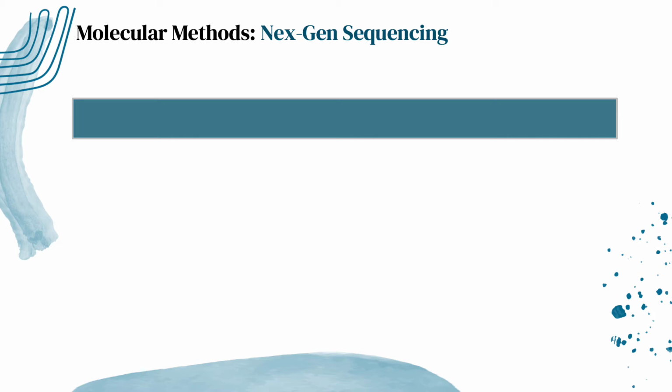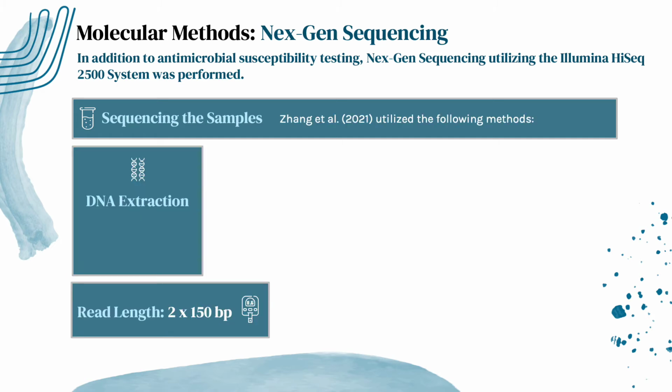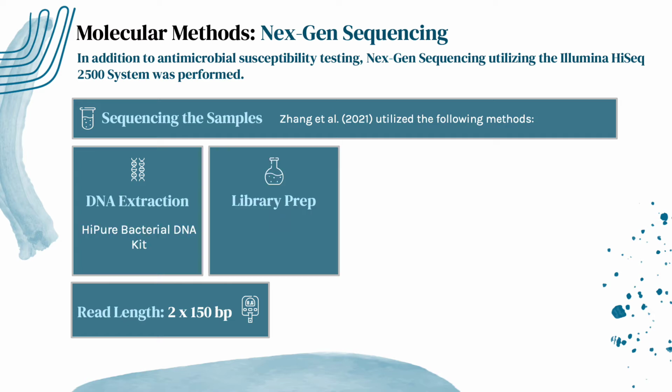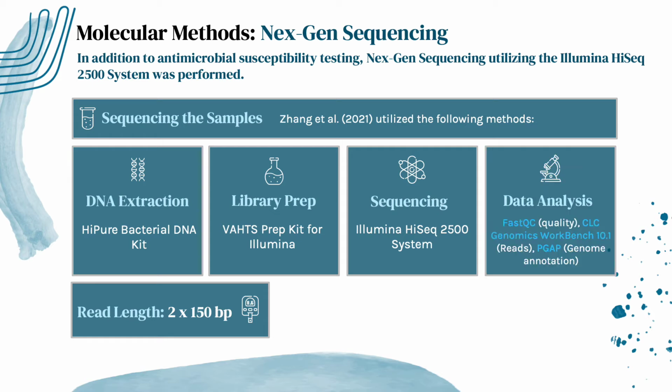So in this particular study, sequencing of the obtained samples was achieved by utilizing different preparation kits that are compatible with the HiSeq system. So first, DNA extraction was done utilizing the High Pure bacterial DNA kit. The library prep was done using the KAPA prep kit for Illumina. The sequencing was done by the Illumina HiSeq 2500 system to obtain 2 by 150 base pair reads. And then data analysis occurred. So quality went through FastQC, the reads went through CLC Genomics Workbench, and genome annotation went through PGAP.